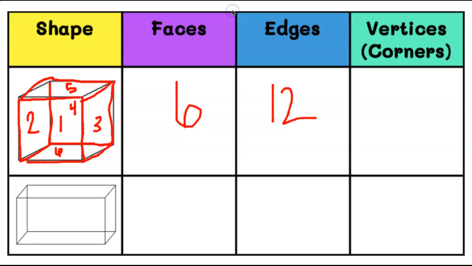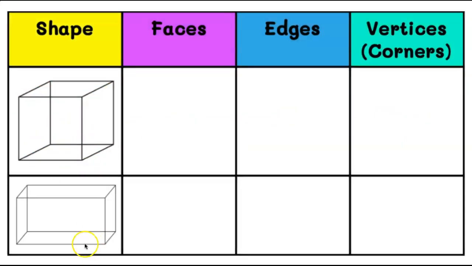I'm going to get a different color now, and I'm going to put a dot on each of my vertices. 1, 2, 3, 4, 5, 6, 7, 8. So I have 8 vertices. And I'm really careful about that, and I can see them really well because I took the time to draw and count over them. All right, that's all of your work for today.